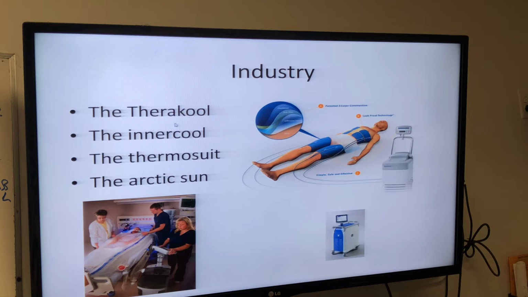This is the industry. Theracool, we said we're not going to use it, right? That's the original study. Intercool, that's the thing that Dr. Abella uses, or a similar device where they put the catheter in the femoral area and they cool. I think they had it in BMC. I don't know if they still use it. Thermosuit. This is the thermosuit.